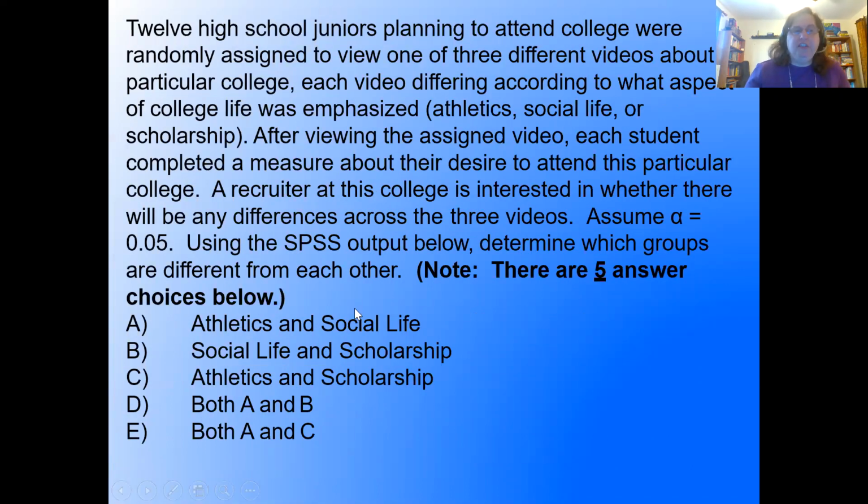Okay, I see athletics and social life. I see athletics and scholarship. So both of those is what I'm looking for. And I see that E says both A and C. So that will be my answer. E, both A and C, athletics and social life, athletics and scholarship.